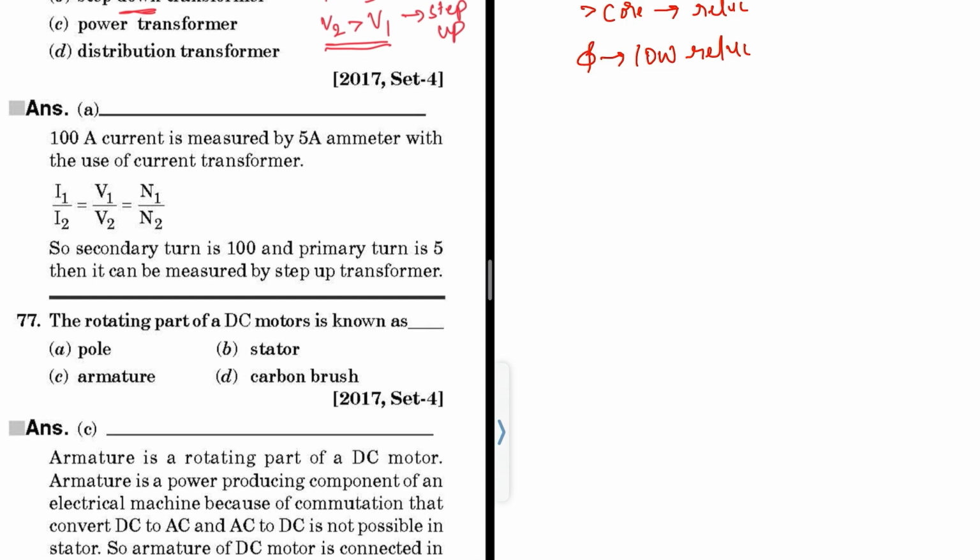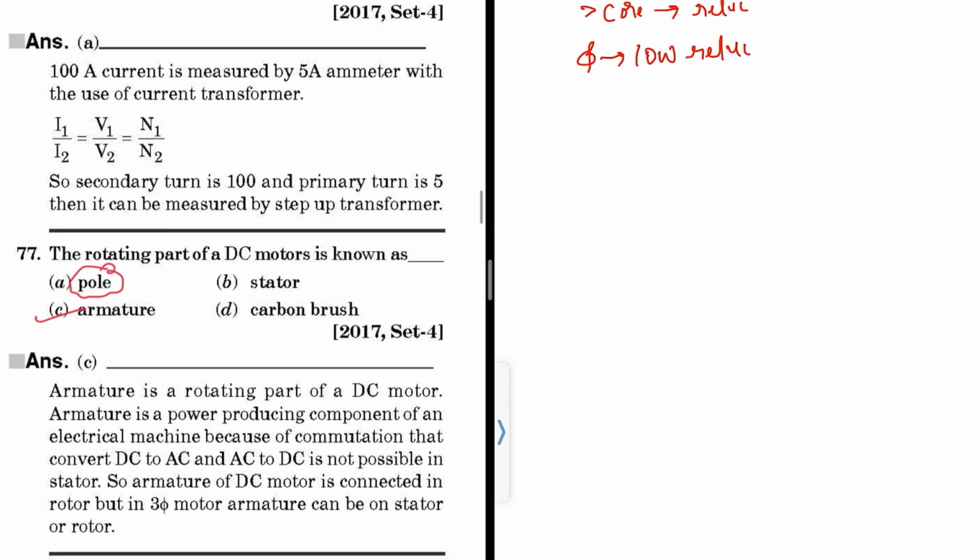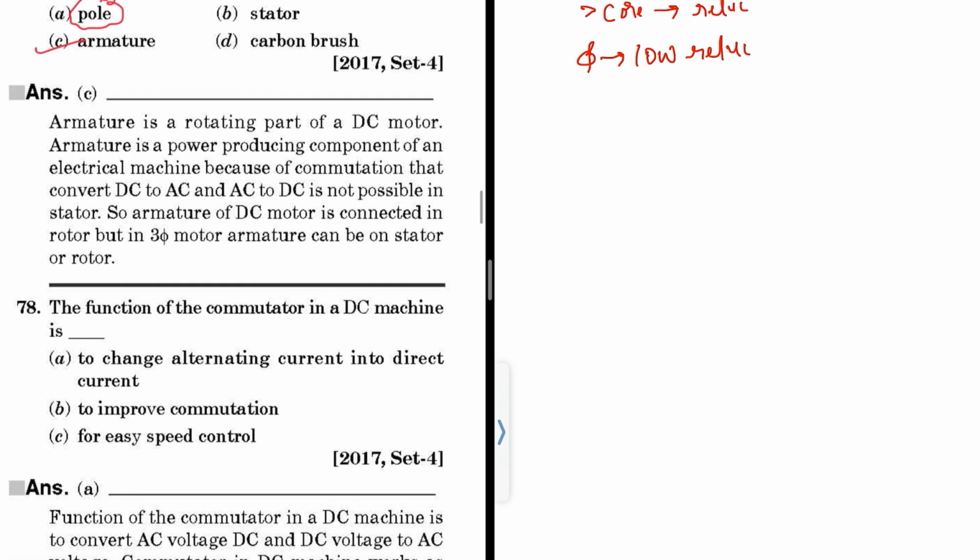The rotating part of a DC motor is known as, we know, armature. Here poles are stationary in DC machine. So rotating part is the armature. The function of the commutator in DC machine, this is already repeated so many times. In DC machine, generally it converts AC to DC and DC to AC, not only AC to DC, because here the machine is mentioned.